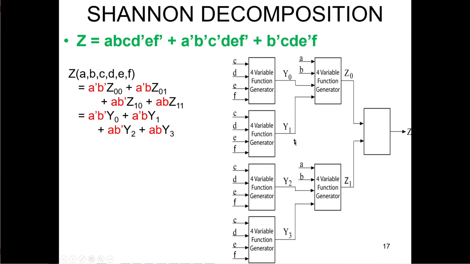So you generate Y0 here, Y1 there, Y2 there, Y3, and we put in C, D, E, F. And then in this one, we're going to have to select using A and B. And in this one, we're going to have to select using A and B. And then finally, we have to have one more 2-to-1 mux here. So you do have four functions here. You can select this one or this one, and this one can select this one or this one. Okay, and then here are our outputs.